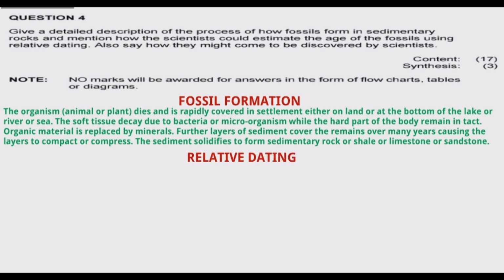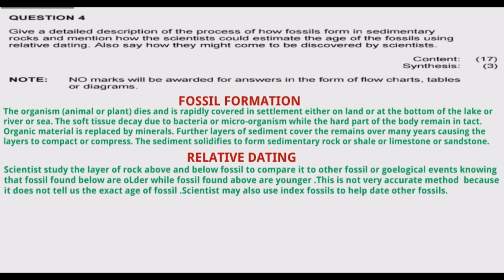So we come to the second part, which is relative dating. Using the points we raised, our essay will be like this. Scientists study the layers of rock above and below a fossil to compare it to other fossils or geological events, knowing that fossils found below are older while fossils found above are younger. This is not a very accurate method because it does not tell us the exact age of the fossil. Scientists may also use index fossils to help date other fossils. So basically that is the part of the essay on relative dating.